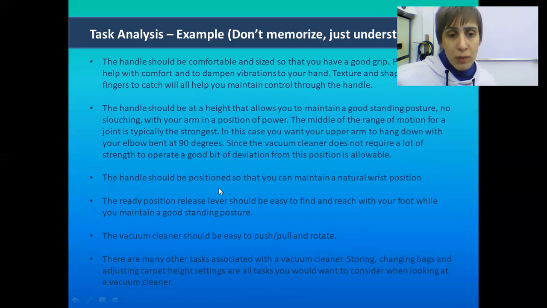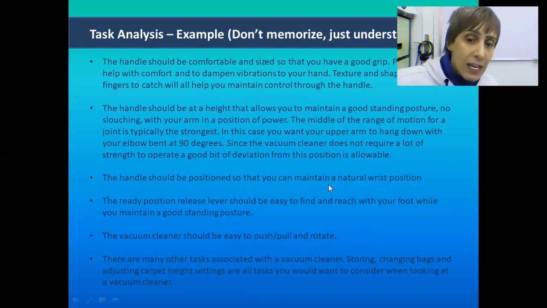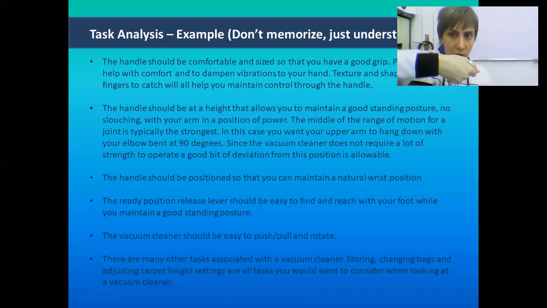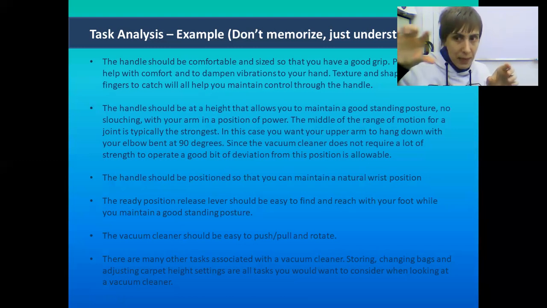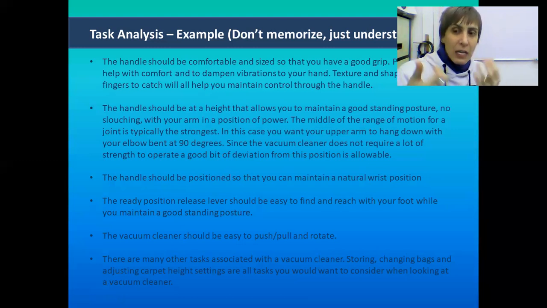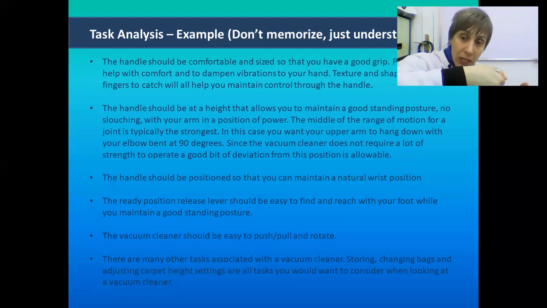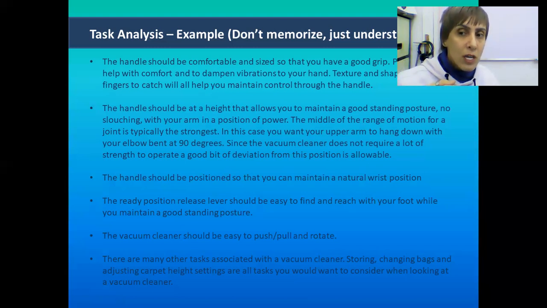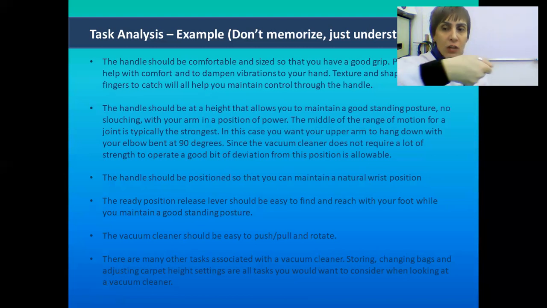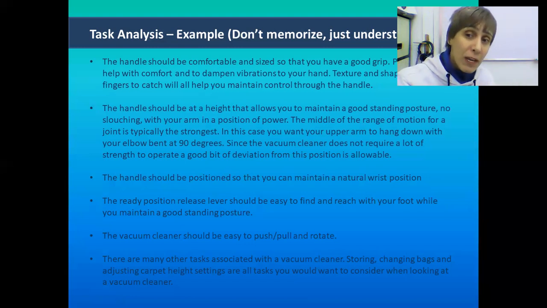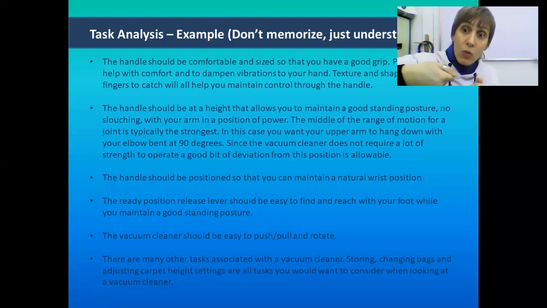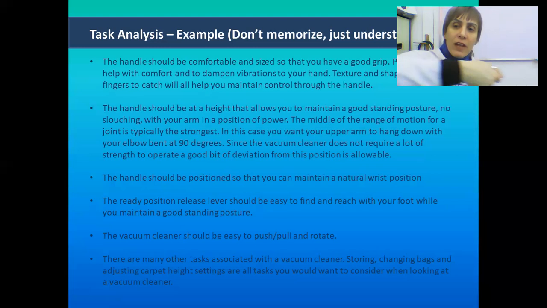The handle, for example, should be positioned so that you can maintain a natural wrist position, the wrist, this here, okay? Now, the handle of the vacuum cleaner should be bent, positioned, designed in a way so that when I do this movement, my wrist, this joint, stays in a natural position, not unnatural. So if I have to move my wrist in unnatural positions, what do you expect to happen? Health problems, okay?